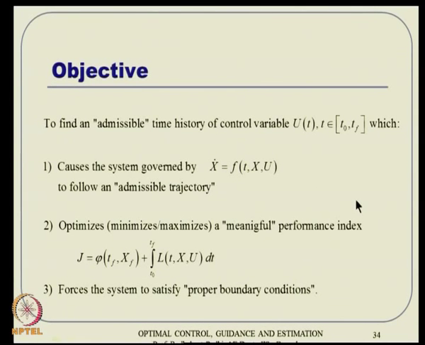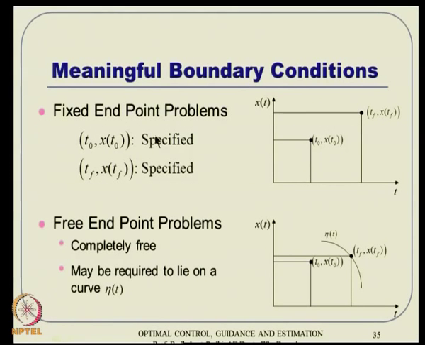So, these are the objectives we started with, and then we also observed what are meaningful boundary conditions per se. You can have fixed endpoint problems where both are fixed, or you can have free endpoint problems, where either both are completely free, or most of the time the final condition is free but constrained to lie on a curve, especially let us say in orbit transfer problems of satellites and all that.